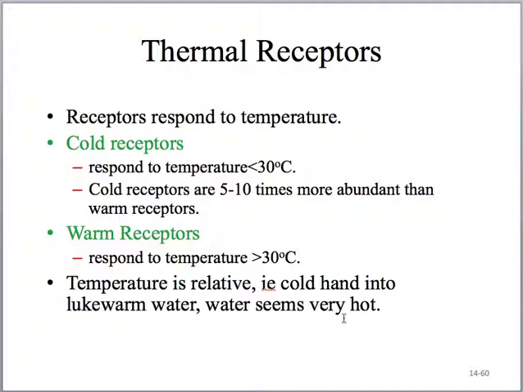For example, cold receptors will increase their firing rate when body temperature gets below 30 degrees Celsius. There are more cold receptors than there are warm receptors, 5 to 10 times more. Your warm receptors will respond to temperatures that are greater than 30 degrees Celsius.